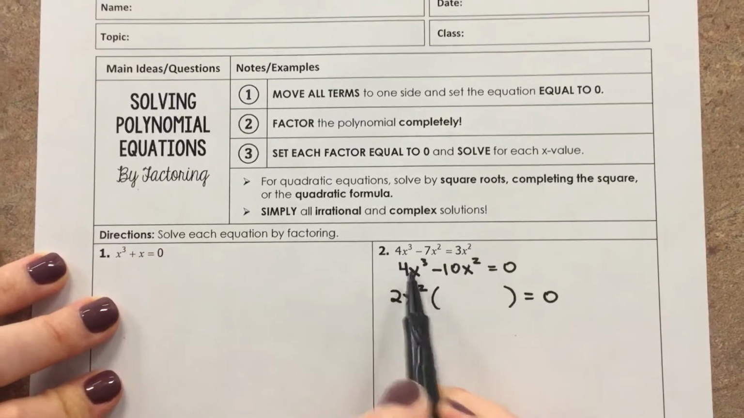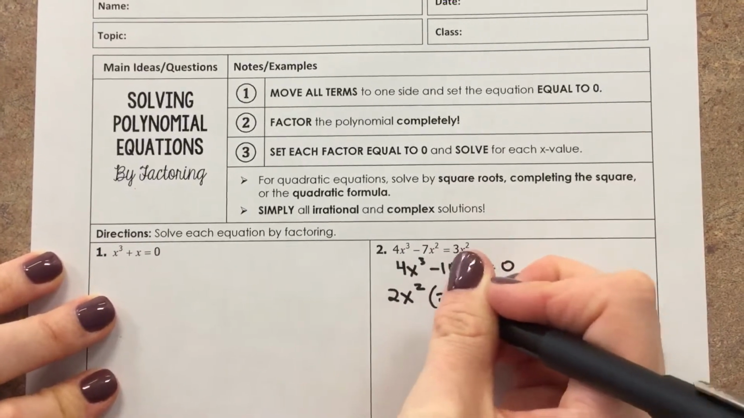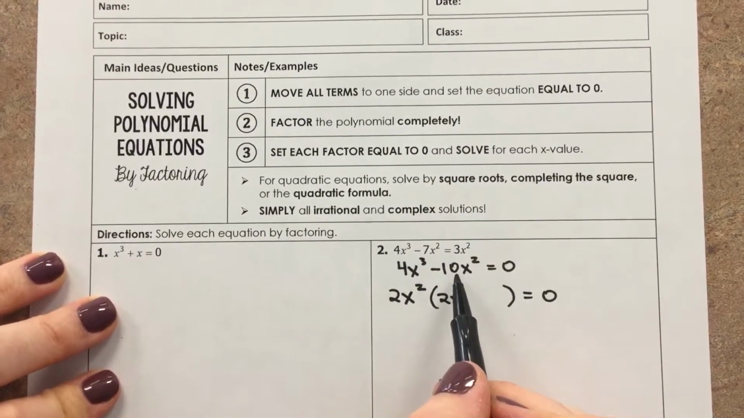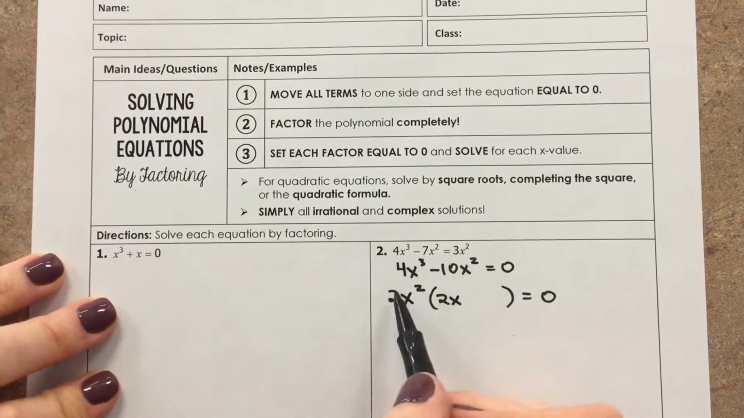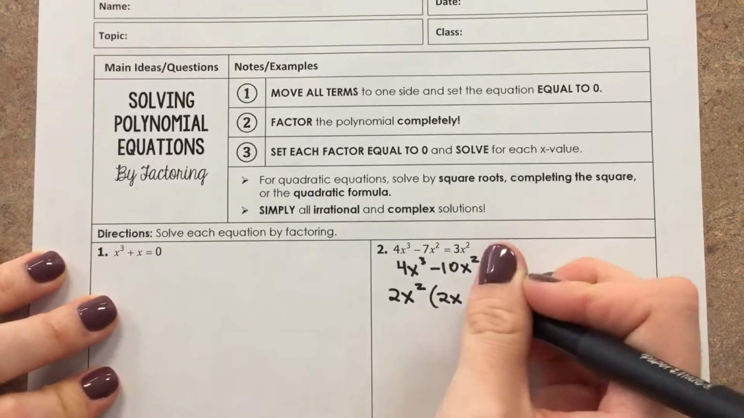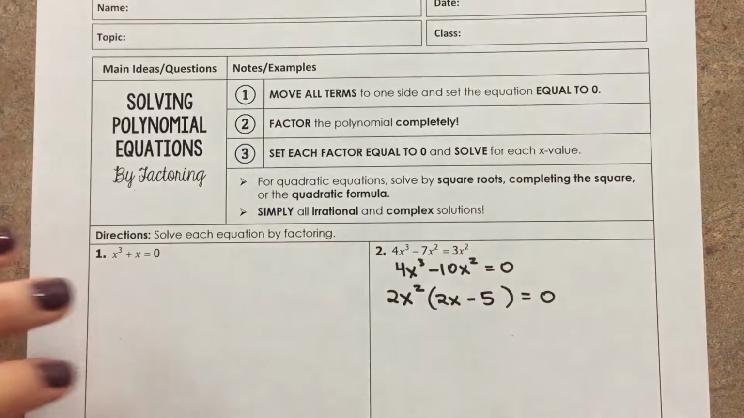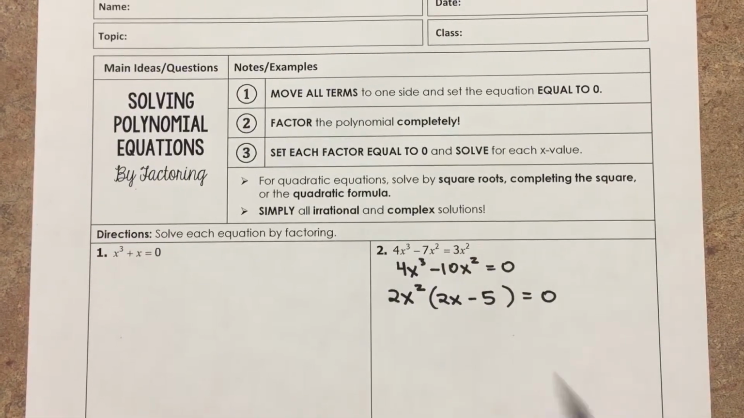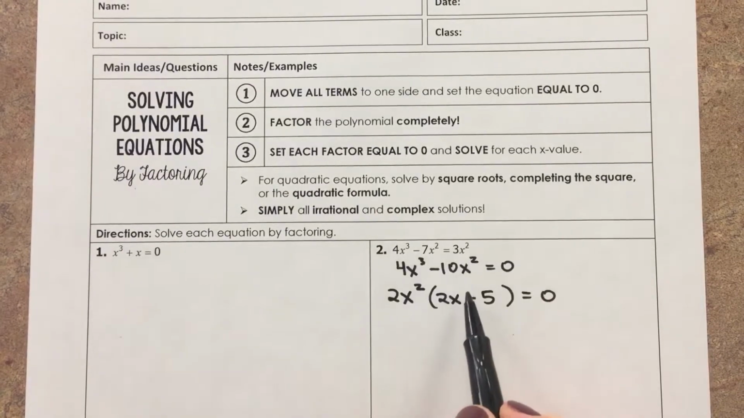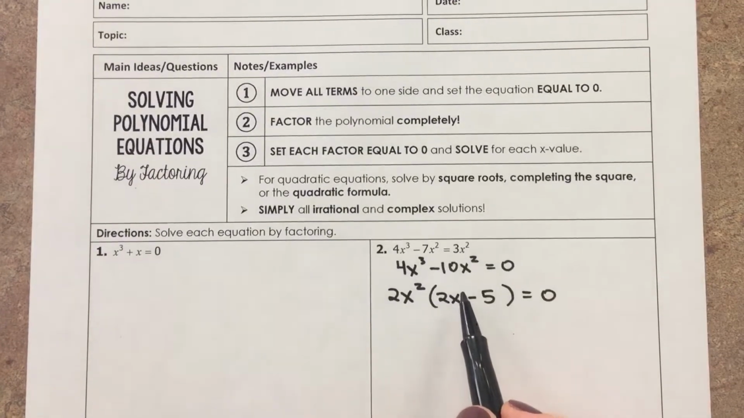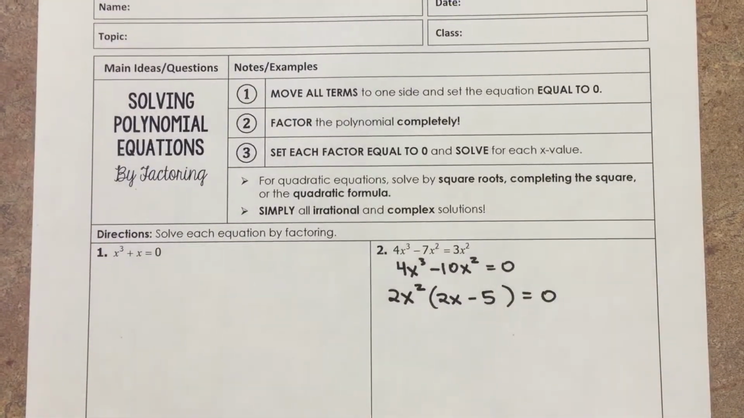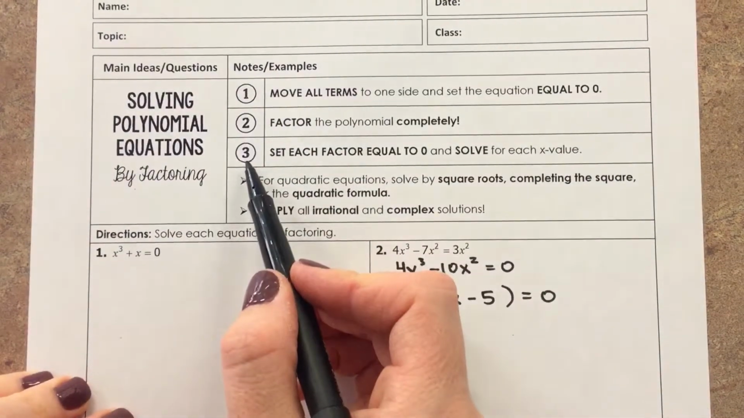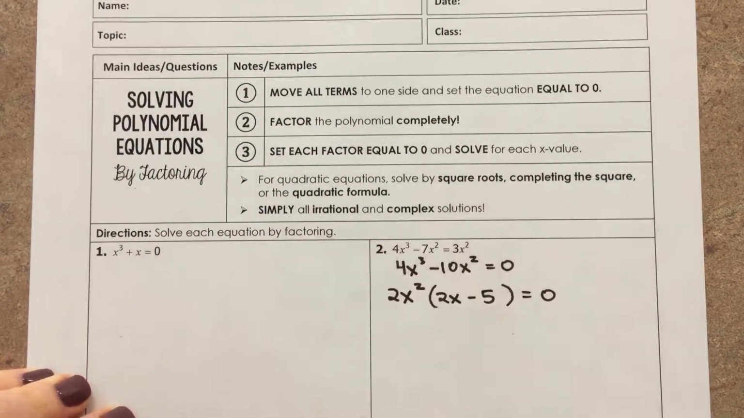So when I divide out a 2x squared here, I'm left with a 2x. And when I take out a 2x squared here, I'm left with a negative 5, but I took out all my x's. So negative 5. After you get a GCF, you want to look in the parentheses and see if there's anything else you can do. But since this is linear, like it's just an x, it won't factor any farther if I already took the GCF out. So then I move on to step 3, set each factor equal to 0 and solve.